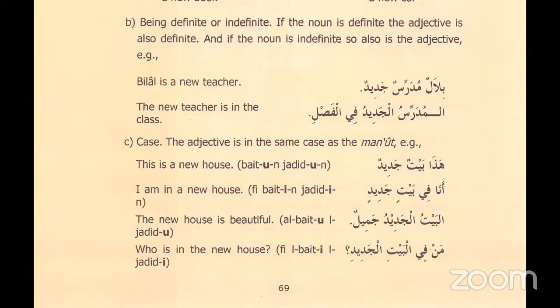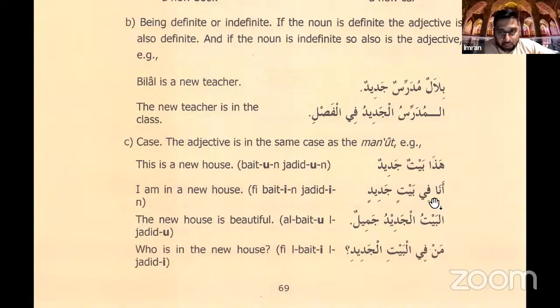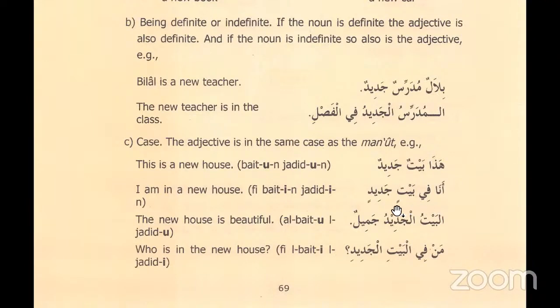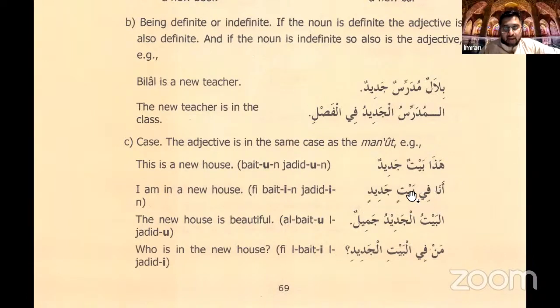Ana fi baytin jadidin. I am in a new house. Jadidin is also an adjective, correct. Ana is the mubtada. Fi baytin is the khabar. Excellent. Fi baytin jadidin, the whole thing here, is coming as the khabar. Even though jadidin is an adjective, fi baytin is jar wa majroor, and jadidin is the adjective for the house. Excellent. You got it.